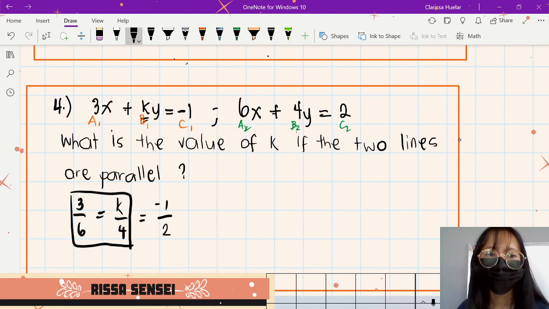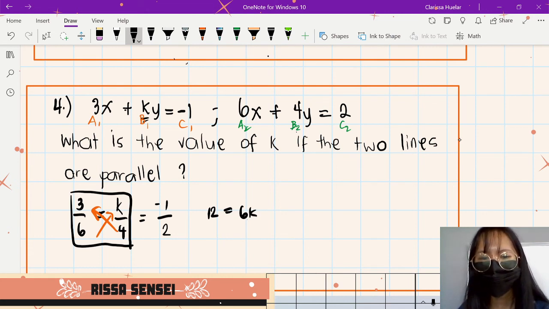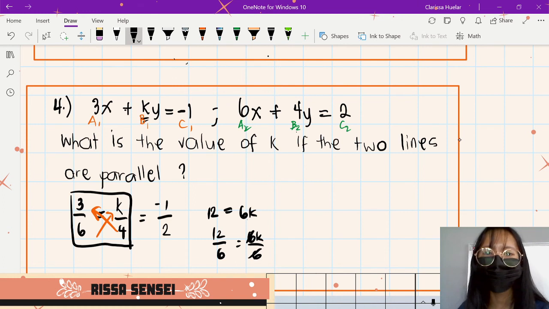Anong gagawin natin to solve for k? This is just by cross multiplication. Cross multiply lang natin. So 4 times 3, that's 12. 6 times k is 6k. And to get rid of 6 here, dapat matanggal na yung 6. We divide both sides by 6. Makakancel. So 12 divided by 6 is 2. Therefore, k is equal to 2.